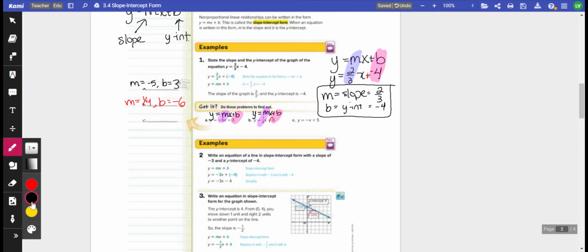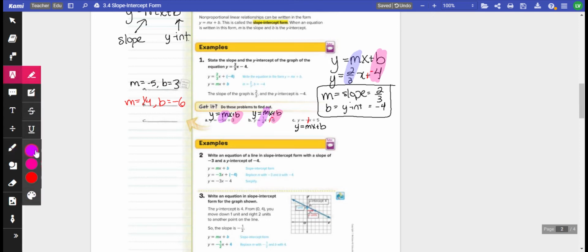Moving on to letter C. y equals mx plus b. You will notice this time I wrote it below the problem. That's also okay, I'm just trying to match it up. So in front of the x there is a negative, so I'm actually going to put in an imaginary 1 right there, because then that tells me that my slope is going to be a negative 1.